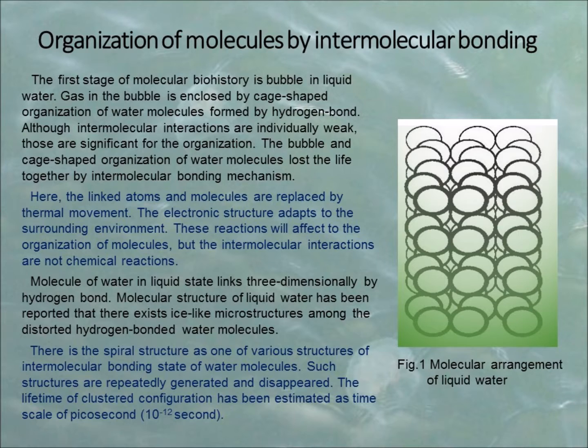Gas in the bubble is enclosed by a cage-shaped organization of water molecules formed by hydrogen bonds. Although intermolecular interactions are individually weak, they are significant for the organization. The bubble and cage-shaped organization of water molecules lost life together by an intermolecular bonding mechanism.